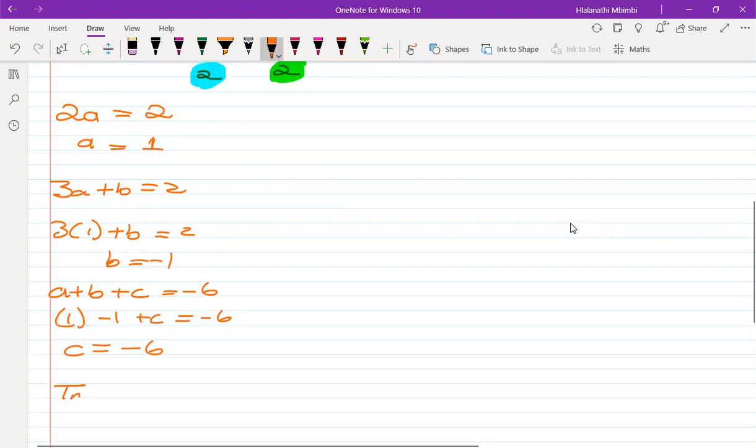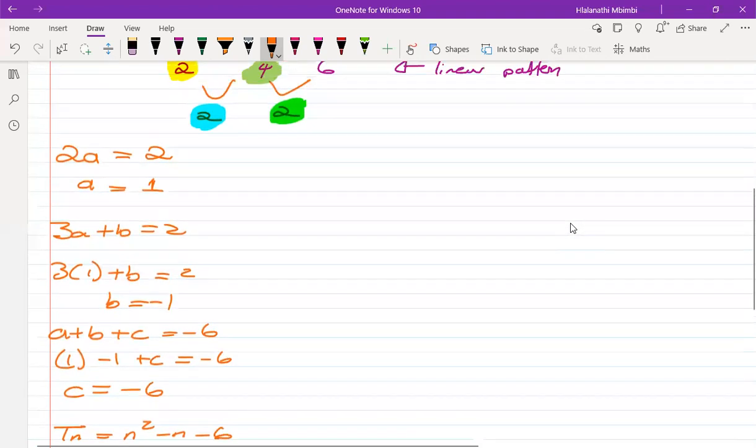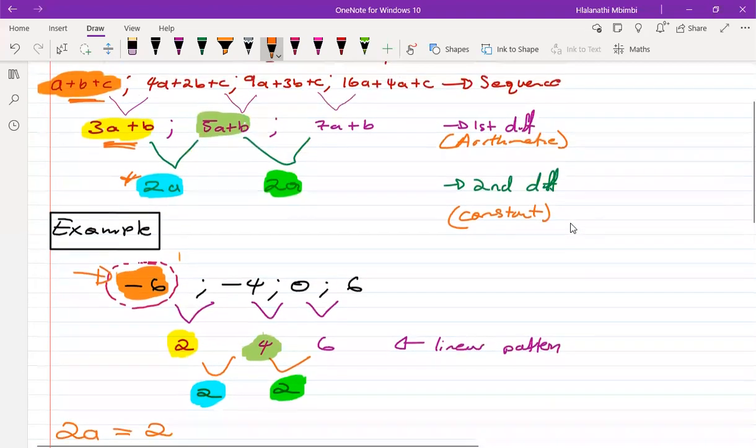So our Tn effectively would be, our A is 1, so it would just be n squared. Our B is -1, so it would be -n. Our C is -6, so it would be -6. Very similar to what we were doing when we were finding cubic functions. But there's a different method of doing it. Do you see, guys? Are we following?